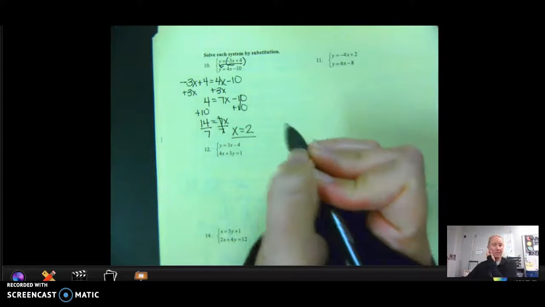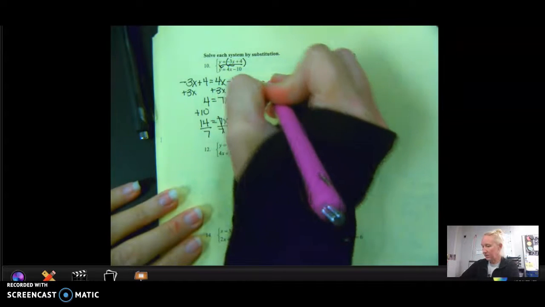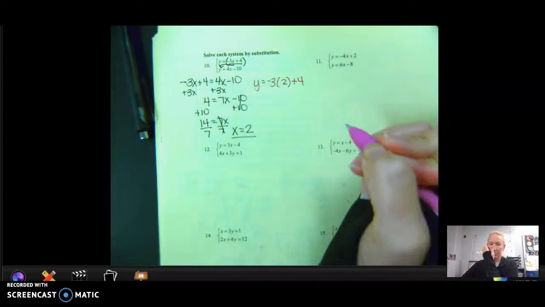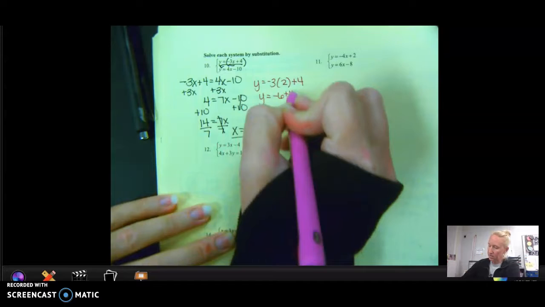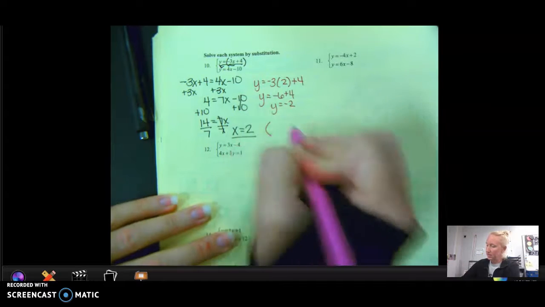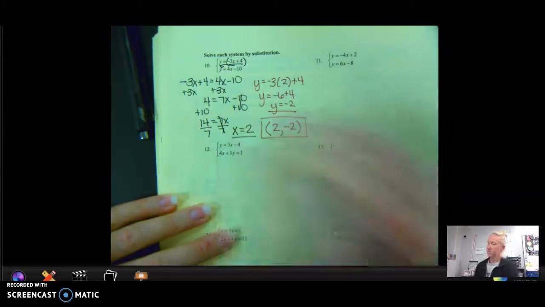So what I'm going to do then is plug the 2 into this guy right here. So I get y equals negative 3 times 2 plus 4. That's going to help me solve for y. So I get y equals negative 6 plus 4, so y equals negative 2. So my point is at 2 comma negative 2. Okay.